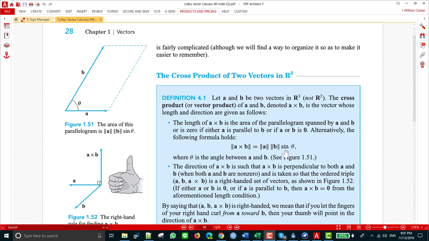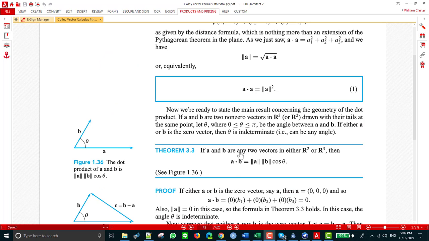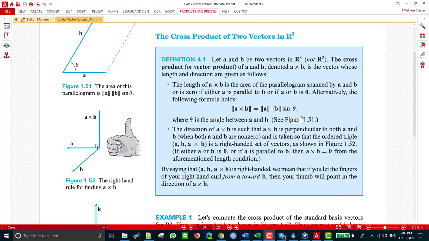Remember the expression we had: A dot B is the length of A times the length of B times the cosine of the angle. So when we're dealing with the dot product, cosine shows up in the expression. But when we're dealing with the cross product, sine shows up, as we can see in the definition. Okay, so the angle, theta, is the angle between A and B. So what does that mean?